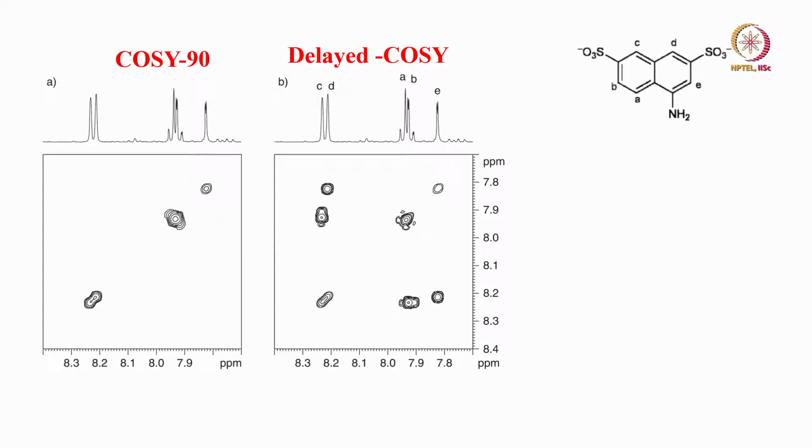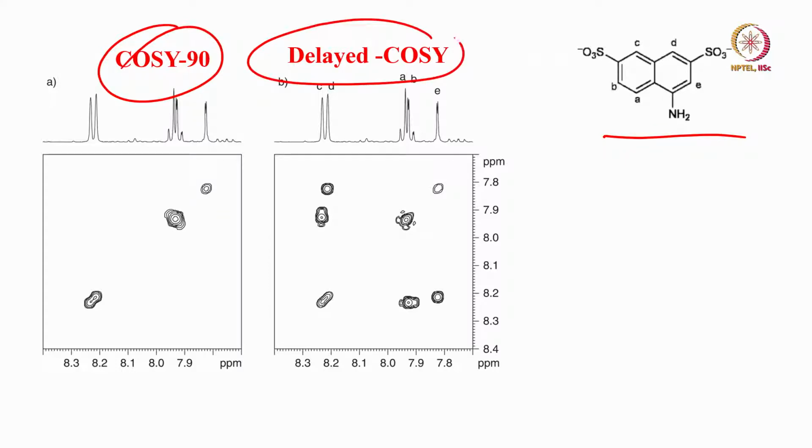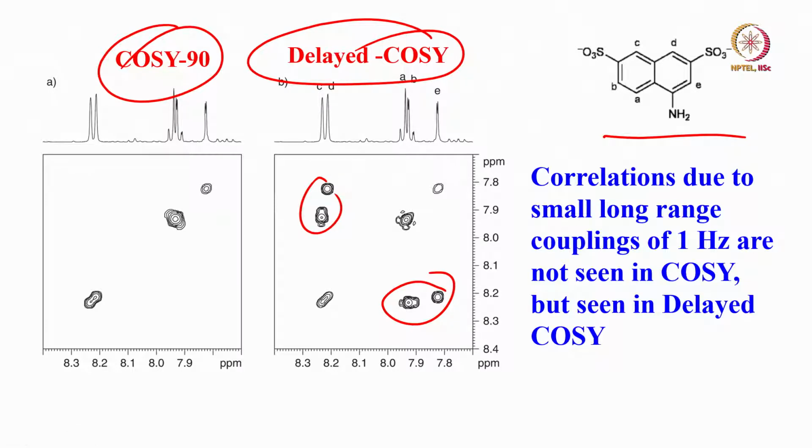This is a simple spectrum of this molecule. Look at it, this is a COSY 90, this is a delayed COSY. Can you see additional peaks here, which you do not see here? This is the advantage of the delayed COSY. The correlations due to small long range couplings of up to around 1 Hertz are not seen here in the COSY, here and here. See, there is a very small correlation between this and this, which is not seen here, but you can see that in the delayed COSY. That is an advantage. Okay.